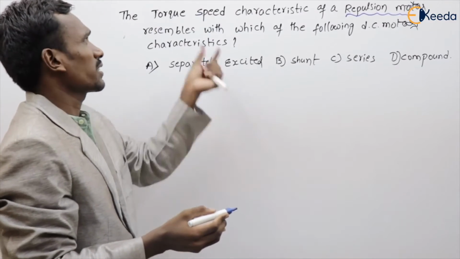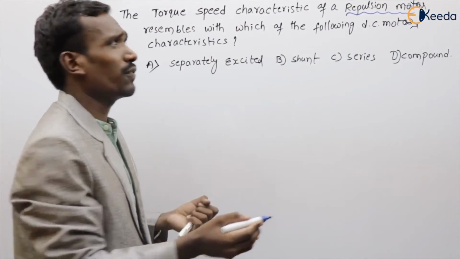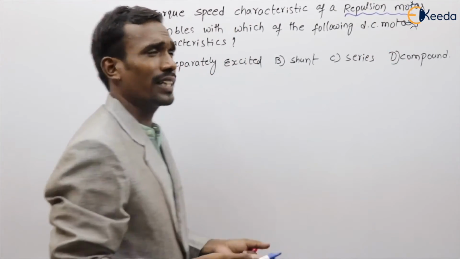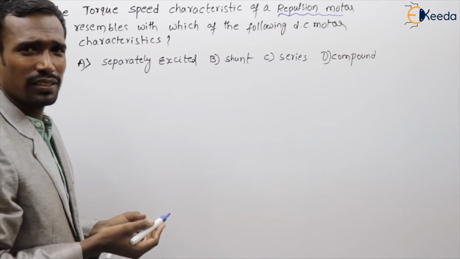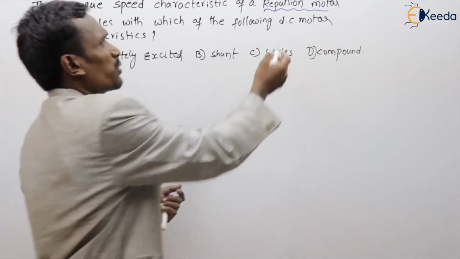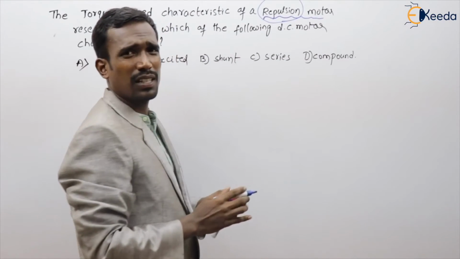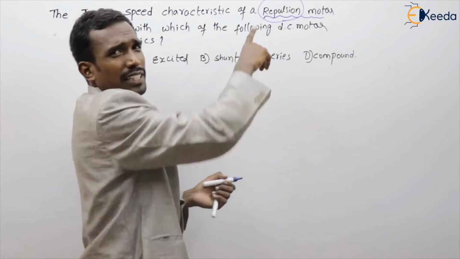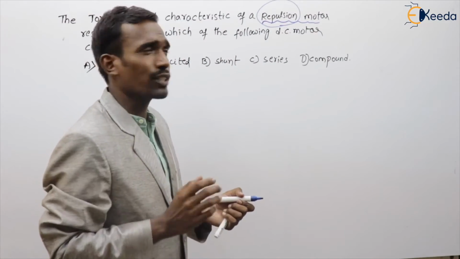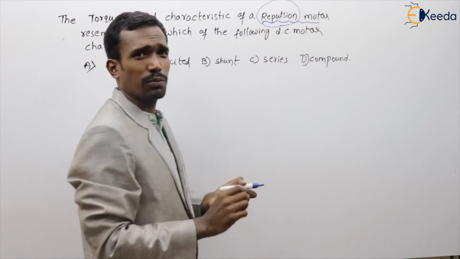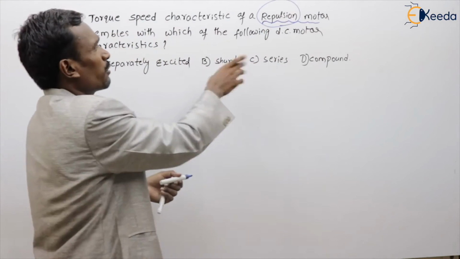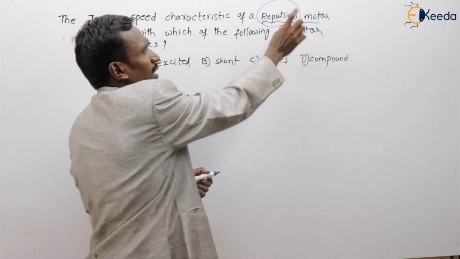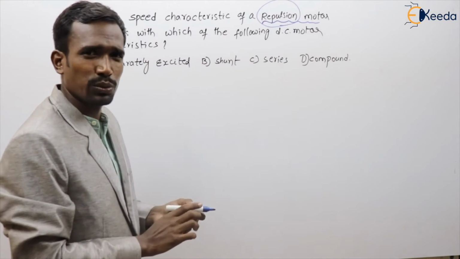The torque speed characteristics of a repulsion motor coincide with which of the following motors? Generally, first you have to know about the repulsion motor. I explained it in the induction machine lectures. And here my question is that the repulsion motor's torque speed characteristics are similar to which motor.